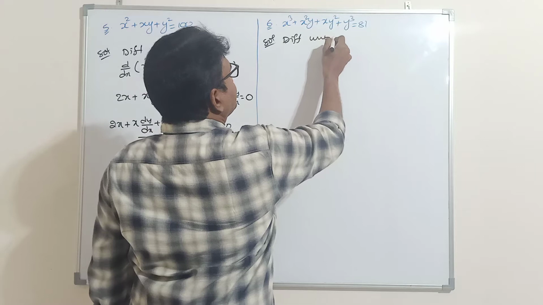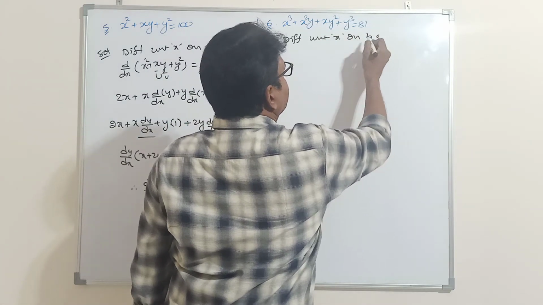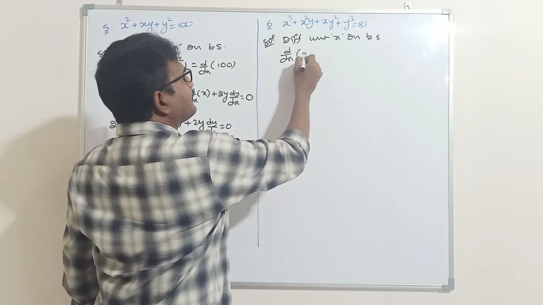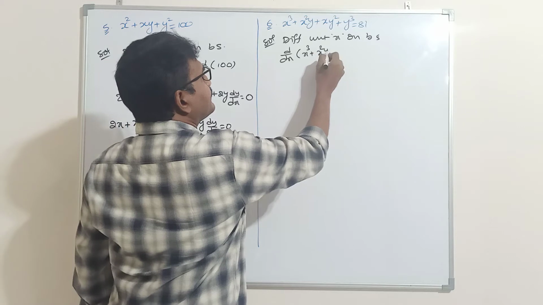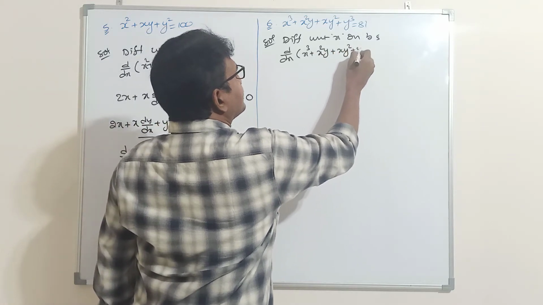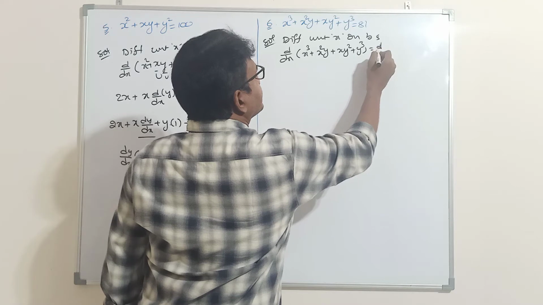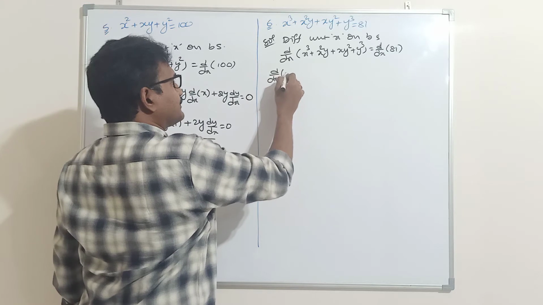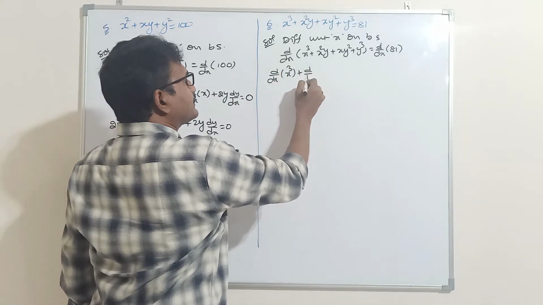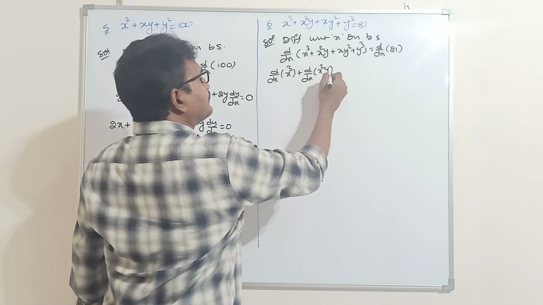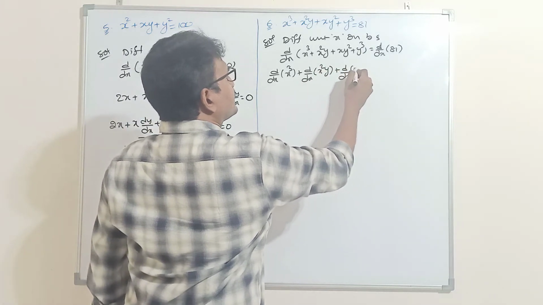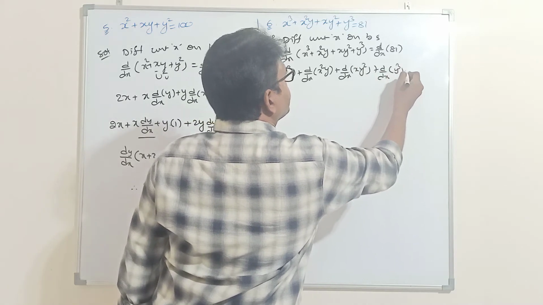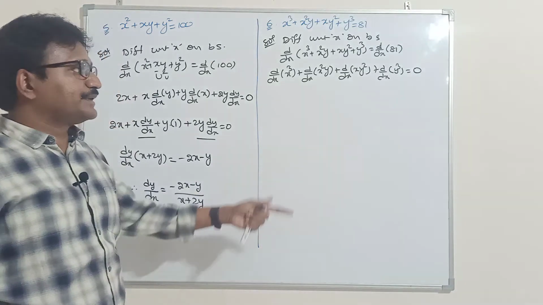Differentiating with respect to x on both sides. Apply derivative on both sides. Then what we will get: d by dx of x cube plus x square y plus xy square plus y cube is equal to d by dx of 81. So d by dx of x cube plus d by dx of x square y plus d by dx of xy square plus d by dx of y cube is equal to derivative of 81, which is 0 because it's a constant.